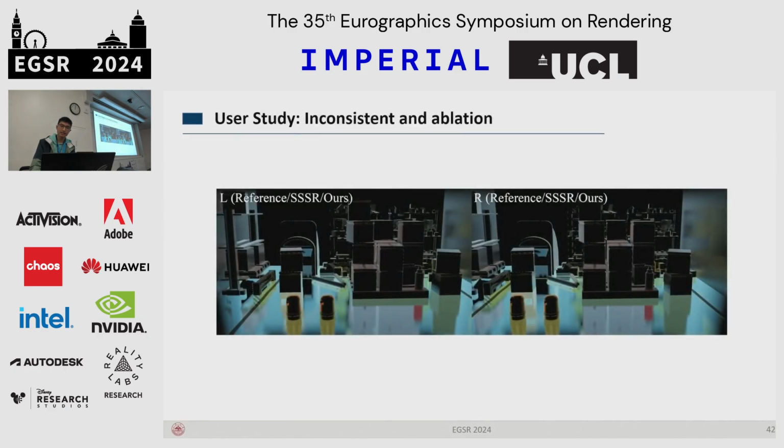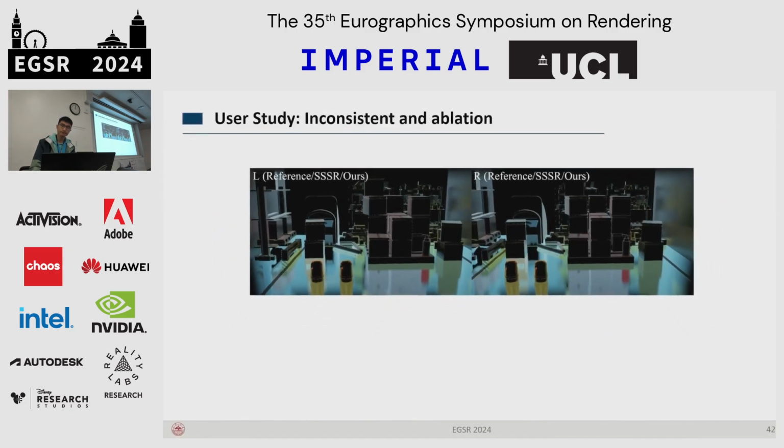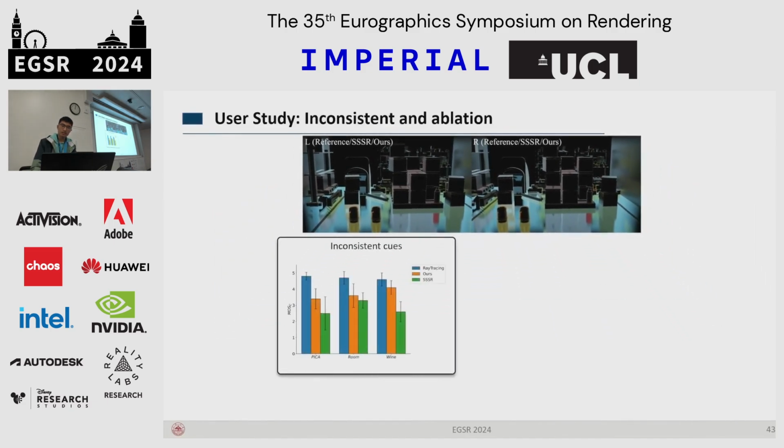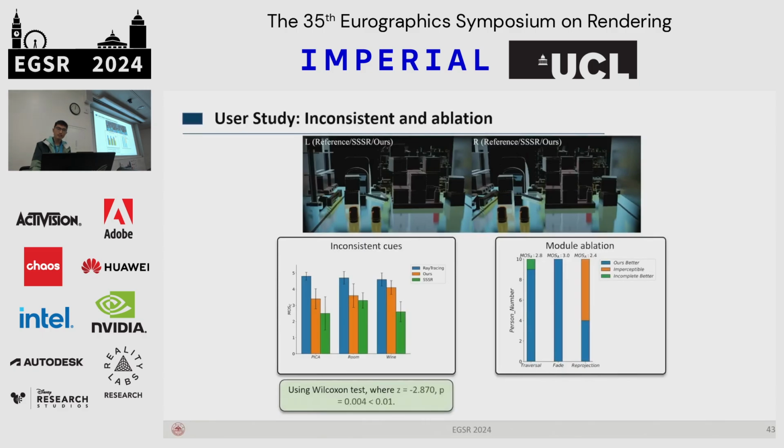The second and third study are inconsistency study and ablation study. We presented the images side by side for users to rate them based on stereo vision. In the inconsistency study, our method achieved higher scores compared to the screen space reflection. We conducted a significance test, demonstrating that our method significantly outperformed screen space reflection. In the model ablation study, we showed that each model in our method improves user visual consistency.